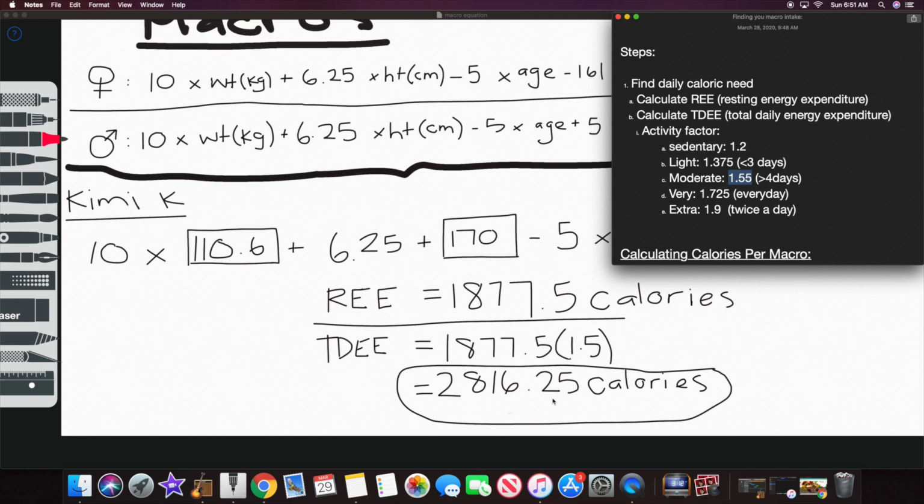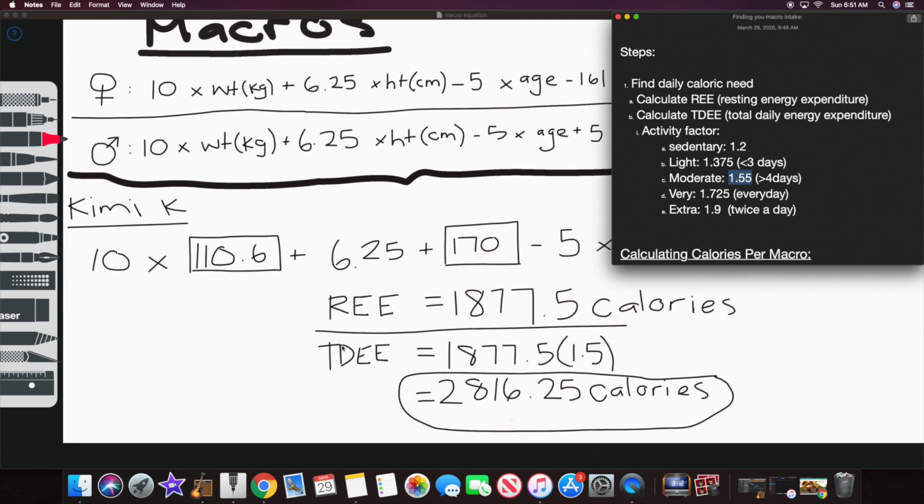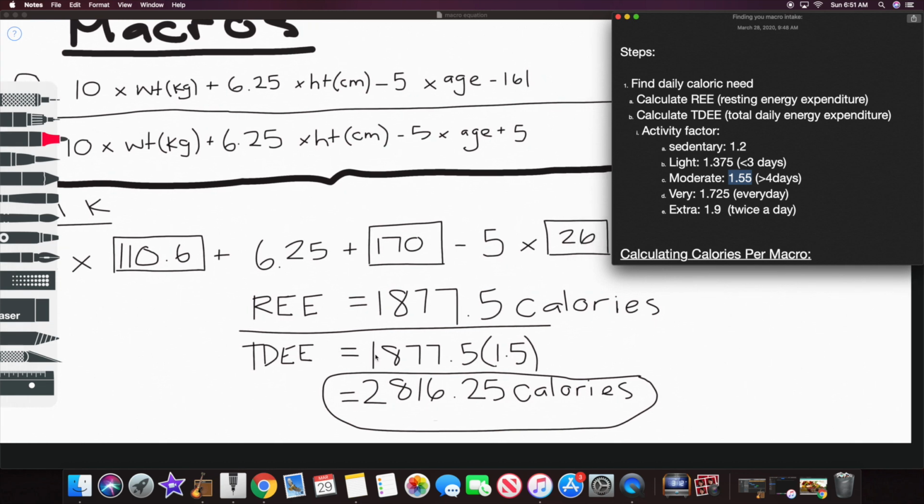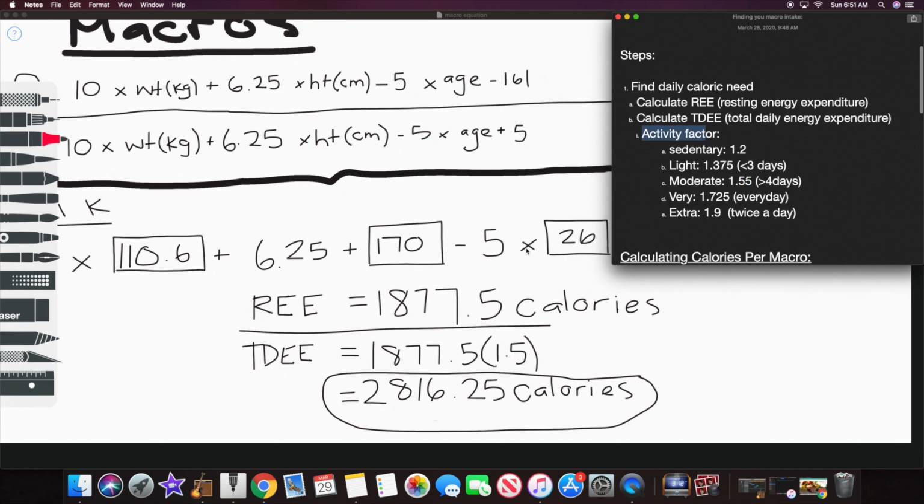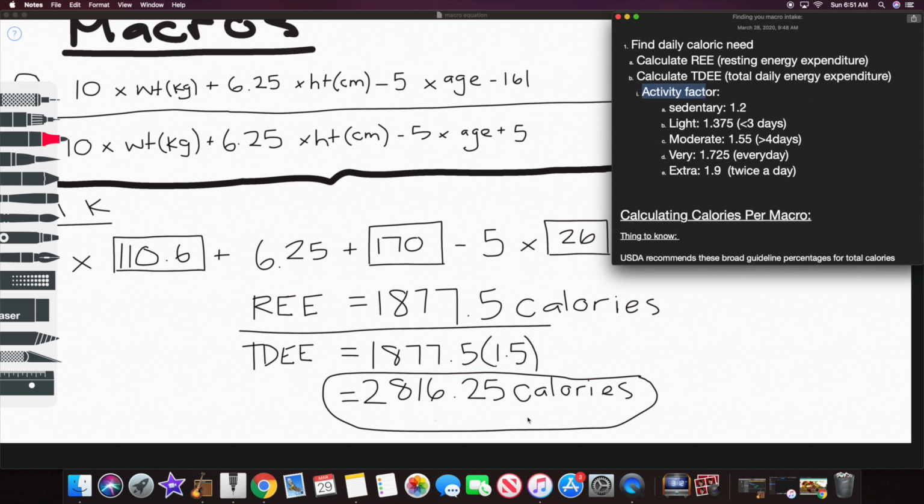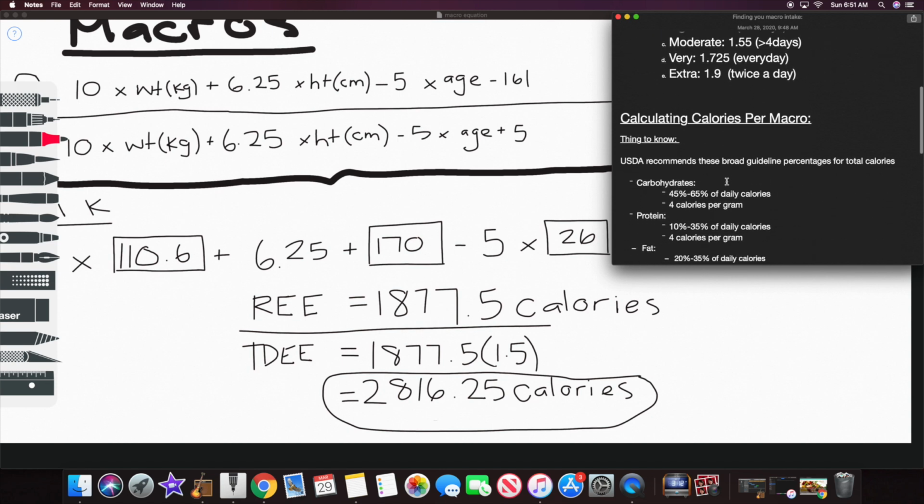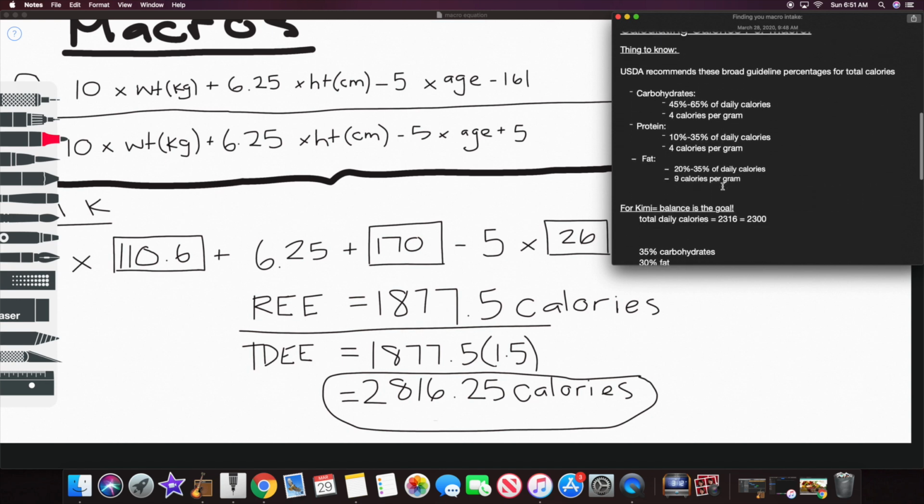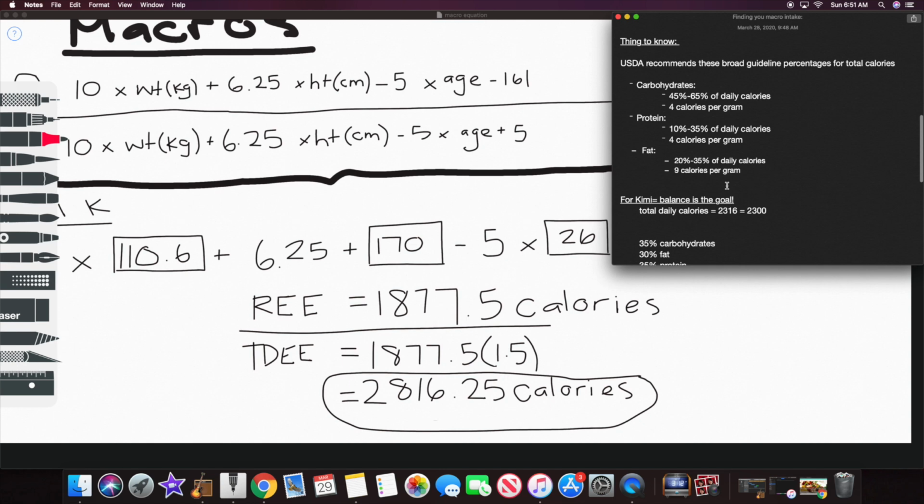But anyway, so my total daily energy expenditure. This takes into account the days that I exercise. So the days I exercise, I'm going to be burning roughly around this amount of calories. So now I have my total daily calories. This is it right here. That's roughly the amount of calories that I am allowed to eat if I wanted to maintain the weight I was at right now.